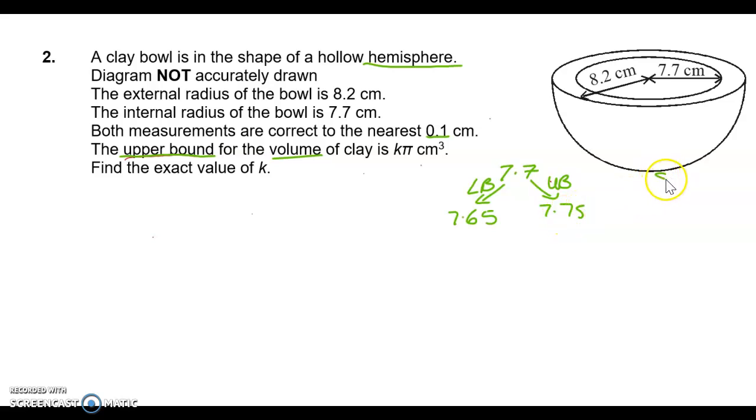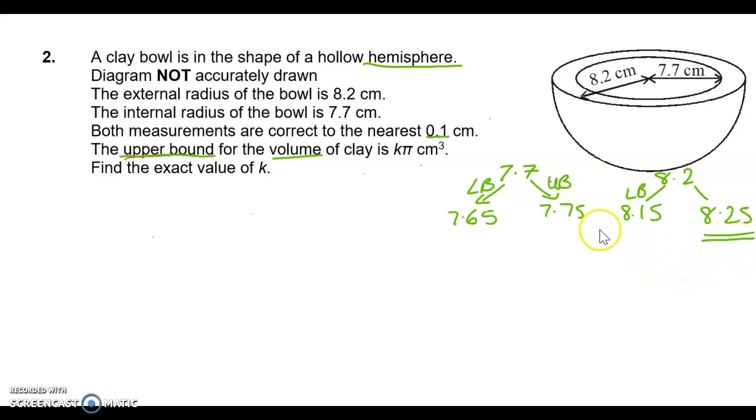We're going to do the same with 8.2. The lower bound is 8.15 and the upper bound is 8.25. We're going to use 2 of these numbers, one from the 7.7 boundaries and one from the 8.2 boundaries. And this is the difficulty, to determine which one of these numbers we use. If we want the upper bound of the volume of clay, we want the maximum amount, as if it wasn't hollowed out. So that means we would use this one here.